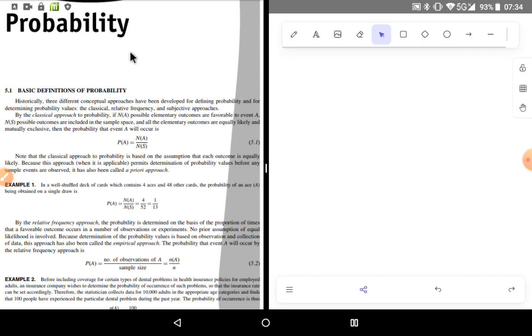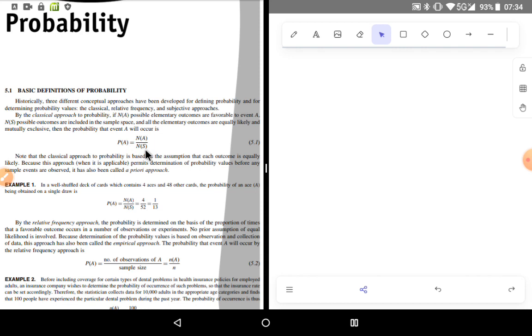So based on what we have here, it says by the classical approach, if the possible element outcomes are favorable to event A, possible outcomes are included in the sample space, and all element outcomes are equally likely and mutually exclusive, then the probability that event A will occur is A out of the sample space.